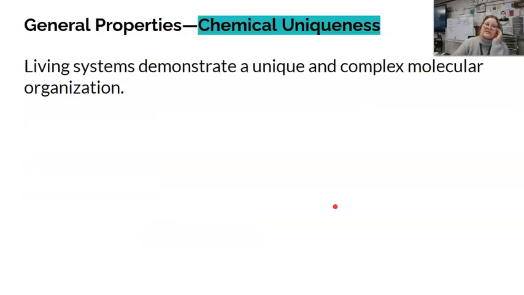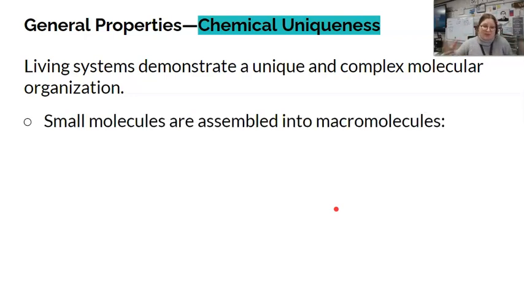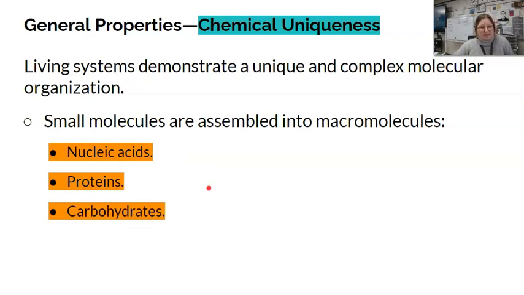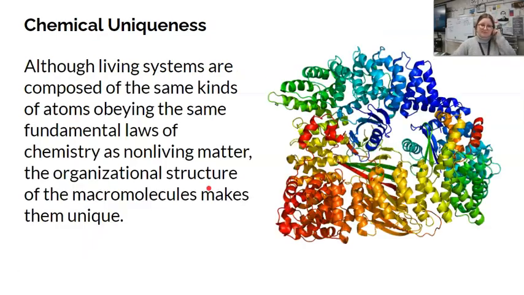Let's look at chemical uniqueness first. Living systems demonstrate a unique and complex molecular organization. We have cells. Each cell has a job, and our bodies are weirdly, amazingly organized to keep us alive. Small molecules are assembled into macromolecules. Those are nucleic acids, proteins, carbohydrates, and then lipids.